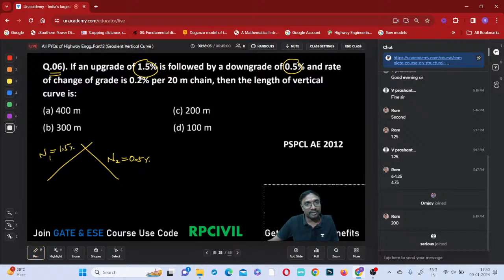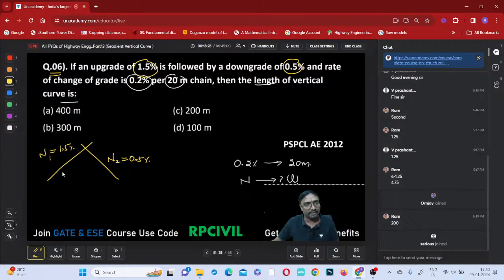The rate of change of gradient is 0.2% per 20 meter length, right? So for 0.2 percentage change in the gradient now, how much length will you have? That is your 20 meter length you will be having. Now the length of this vertical curve is, right? So if you wanted to get the length of this curve now, for the net deflection angle, that is the length you can say, right?